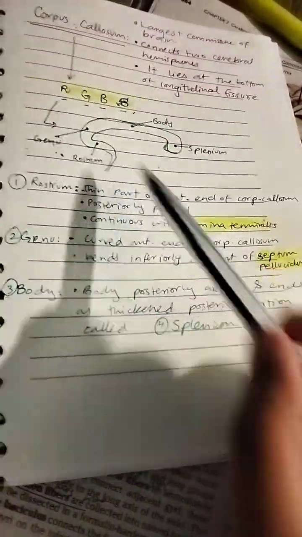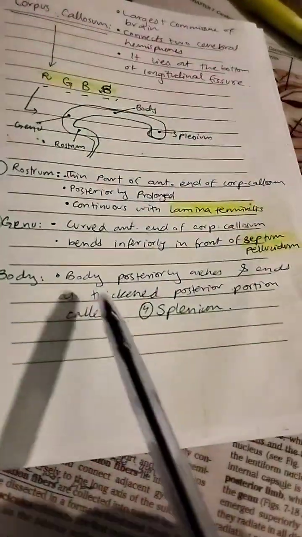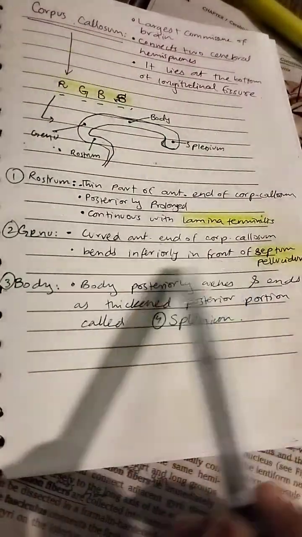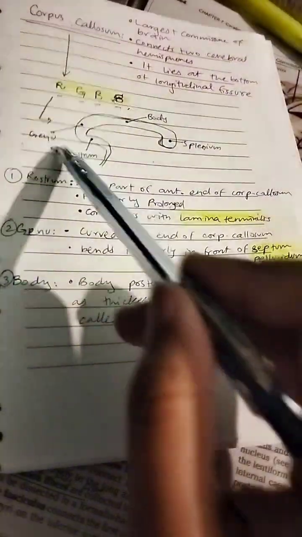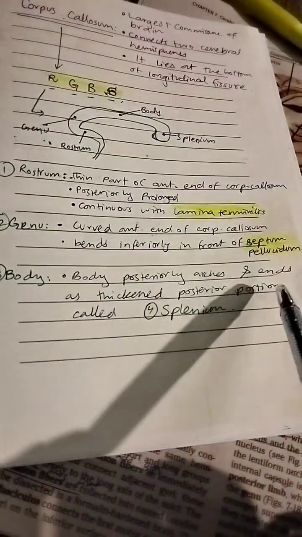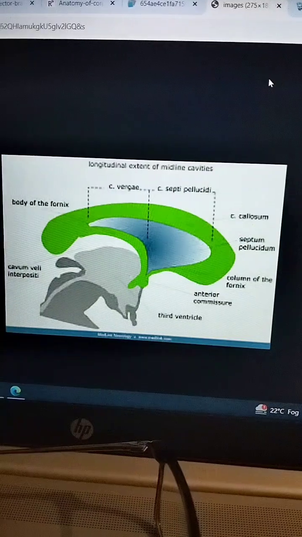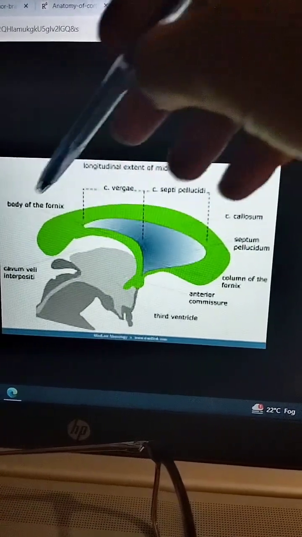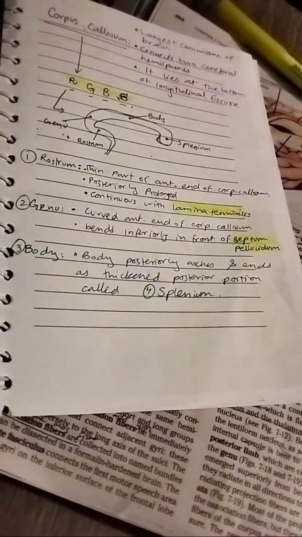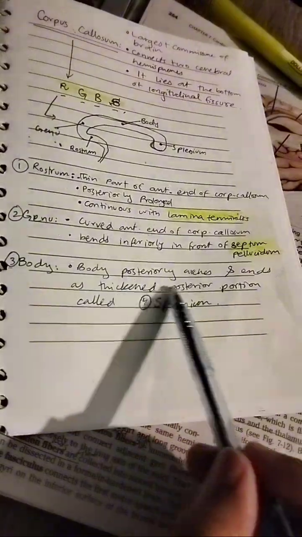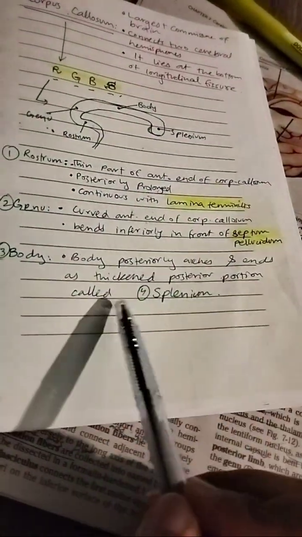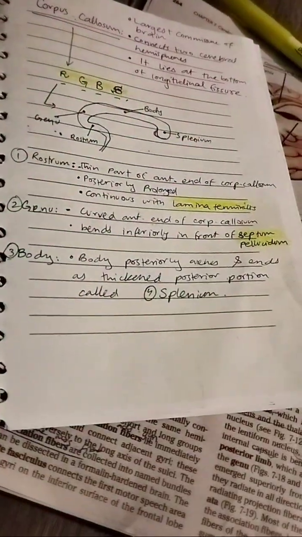The genu is the curved anterior end of the corpus callosum. So here we can see that this whole part is the anterior end, okay? So the curved anterior end of the corpus callosum is the genu, and it inferiorly bends in front of the septum pellucidum. This is the septum pellucidum, and in front of the septum pellucidum, we are going to have the genu. If we talk about the body, it posteriorly arches and ends as a thickened posterior portion, which is the splenium. So this was the definition of splenium as well.